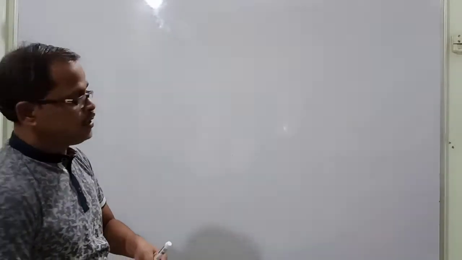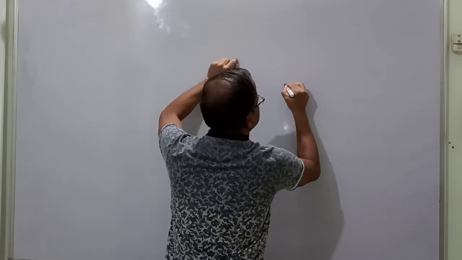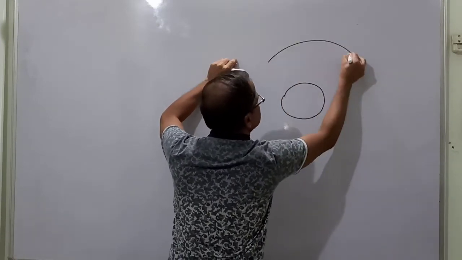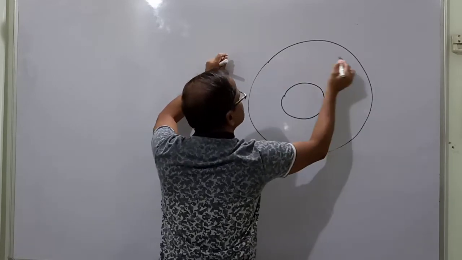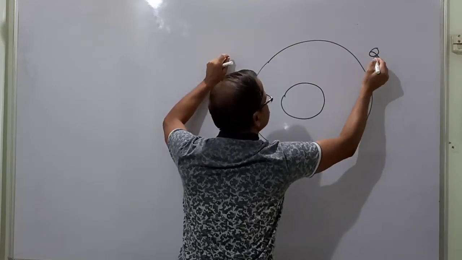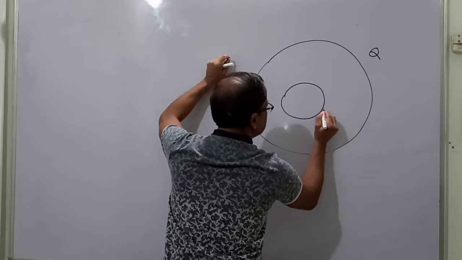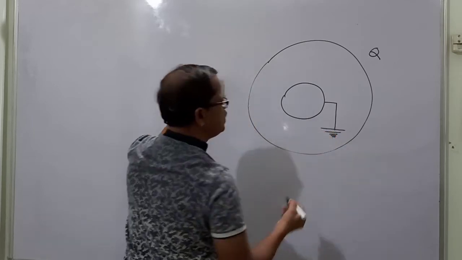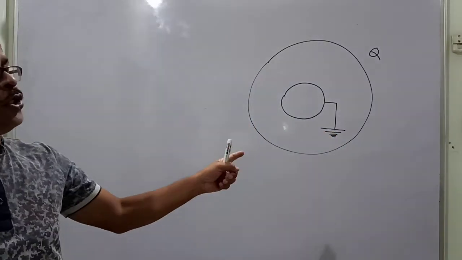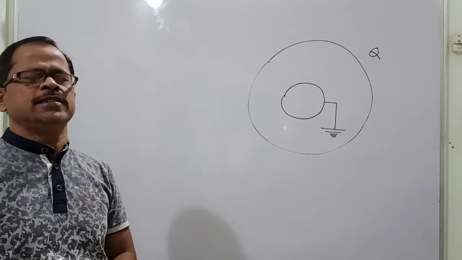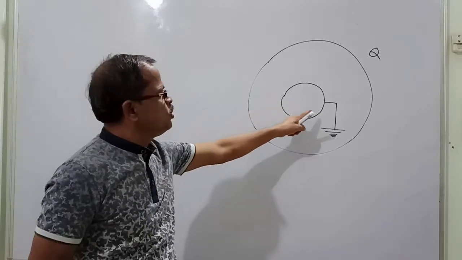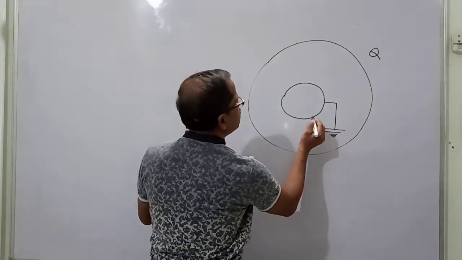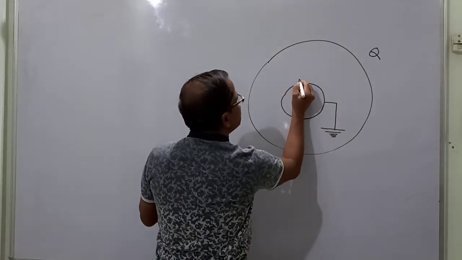So here this is the inner sphere, and this is your outer sphere. The charge given to the outer sphere is Q. Then the inner sphere is earthed. This is the earthing symbol. So when the inner sphere is earthed, the important part is that the potential of the inner sphere will now be 0. If the potential of the inner sphere is 0, then how much charge is present here?